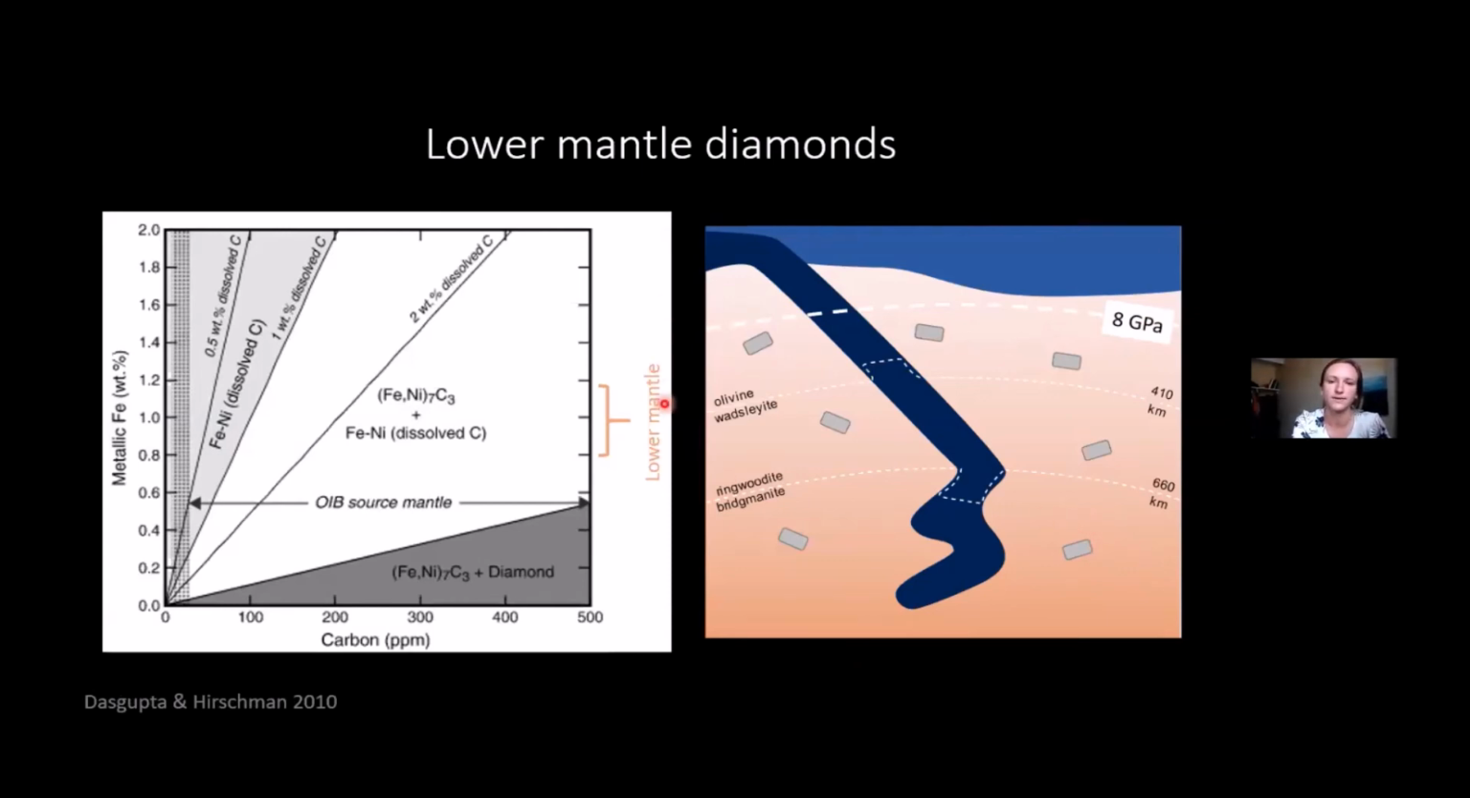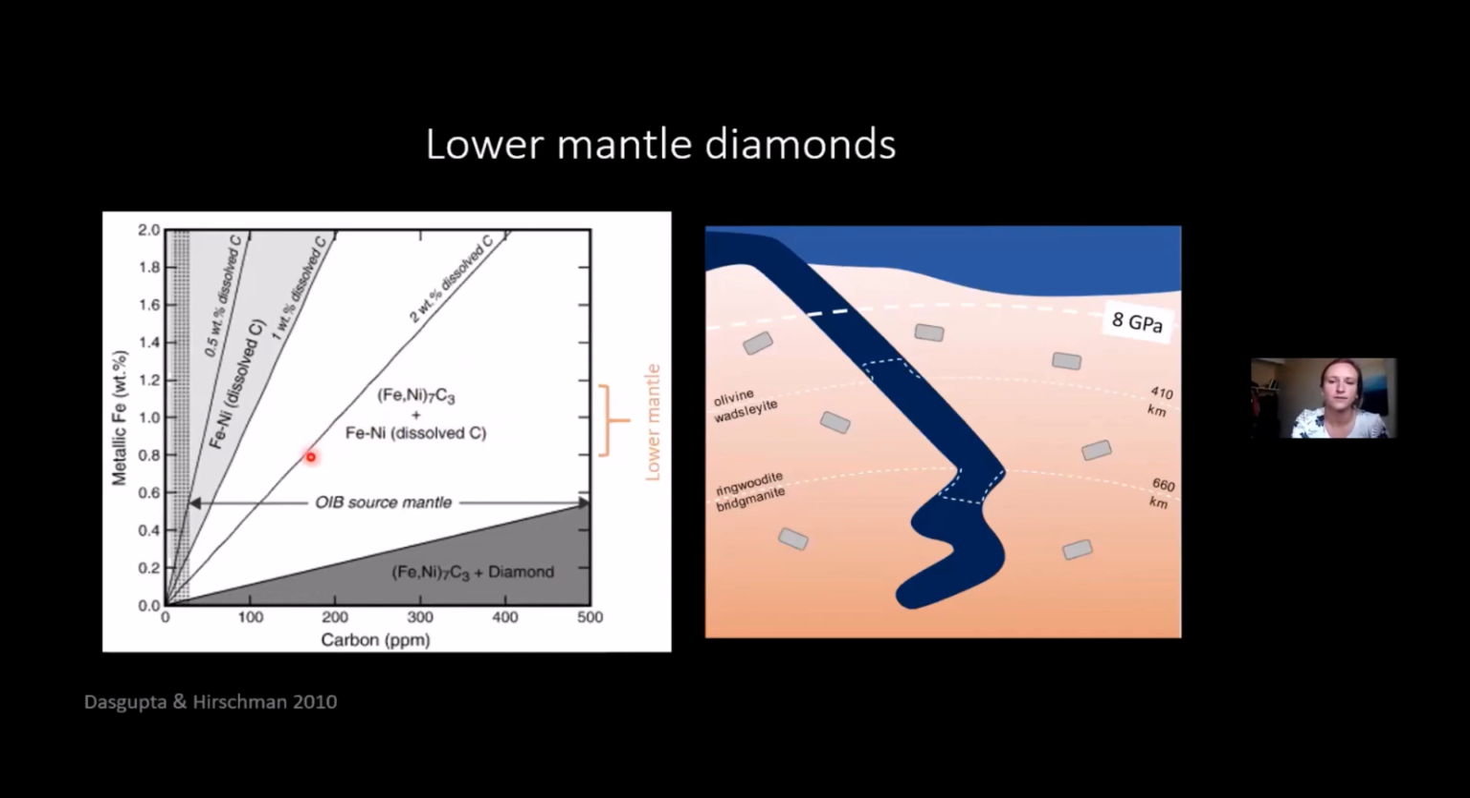And so if you look at this figure on the left by Dasgupta and Hirschmann, what they're plotting is the carbon stable phases, and in particular diamond you can see down here in the bottom, in comparison to the concentrations of carbon in your mantle and the percentage of metallic iron that you have in your convecting mantle. And it's generally assumed that the lower mantle has around 1 weight% iron metal. And so for any reasonable carbon concentrations, diamond itself is not going to be stable, and instead carbon will substitute to form these iron carbides, or will simply dissolve within these iron-nickel alloys.